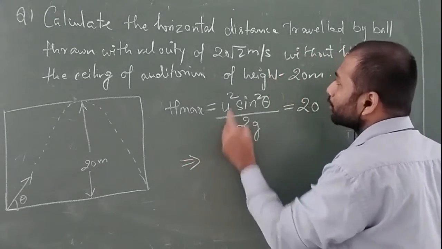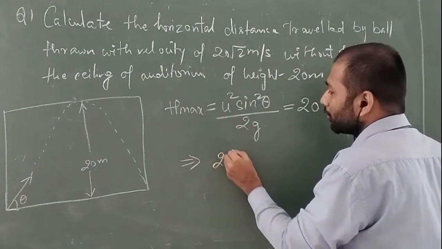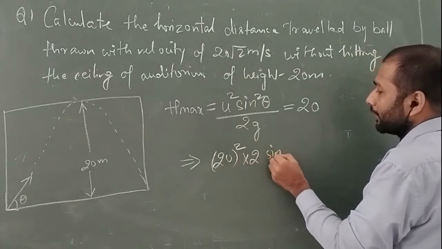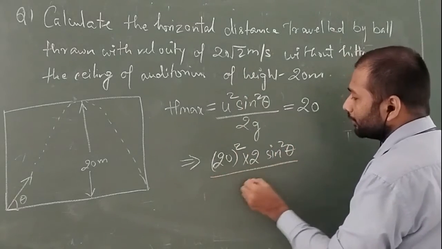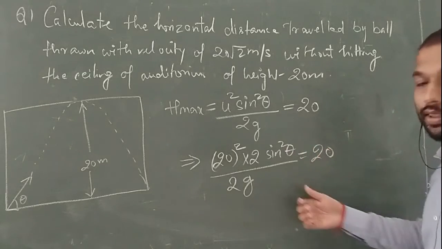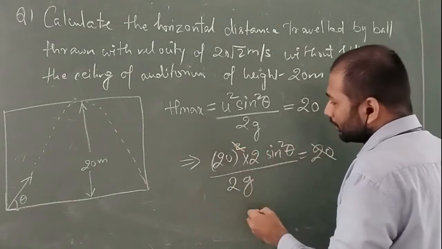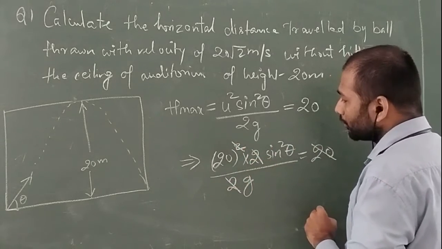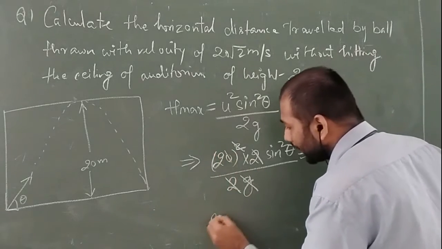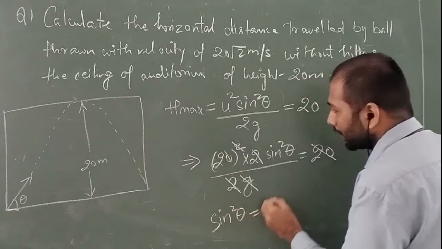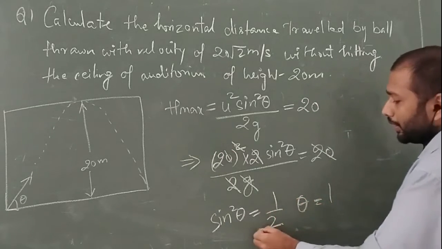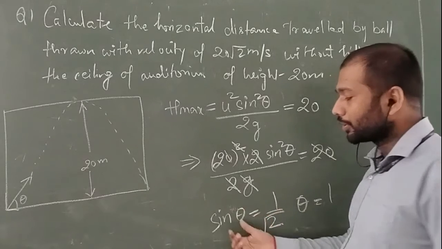So this is (20 root 2) square, that means 20 square, and the square of root 2 will simply be 2, sin square theta upon 2g. Okay, so now we can cancel the 20 over here. This is 2, cancel, 2 will cancel also. And then the g value is 10, then we can again cancel this. So that means sin square theta we are getting as 1 by 2, or you can say sin theta is equal to 1 by root 2 if I just remove the square.